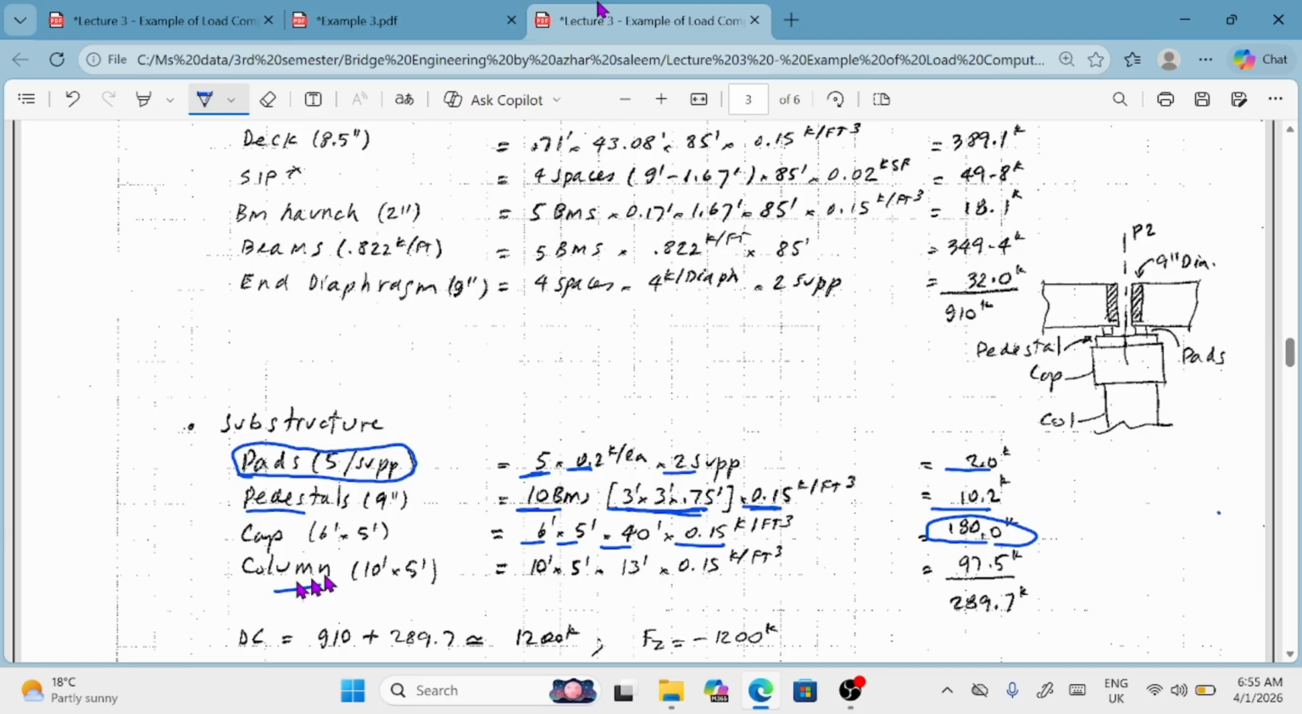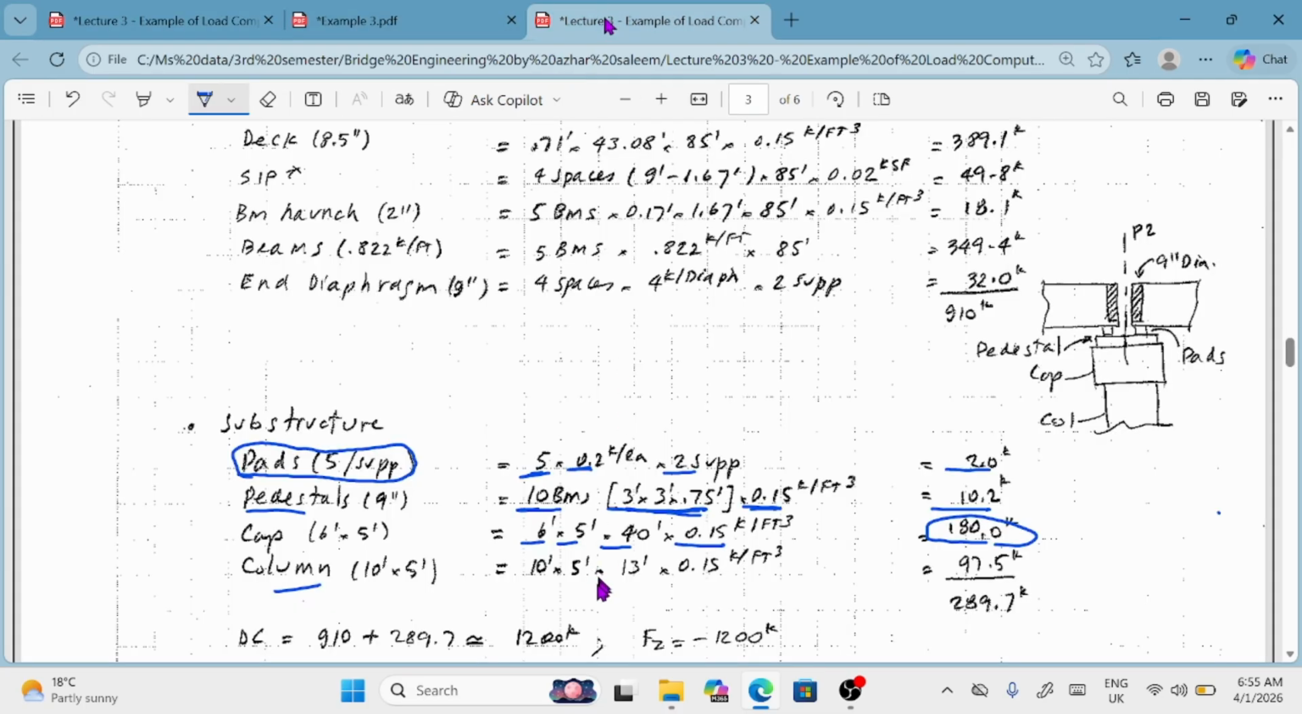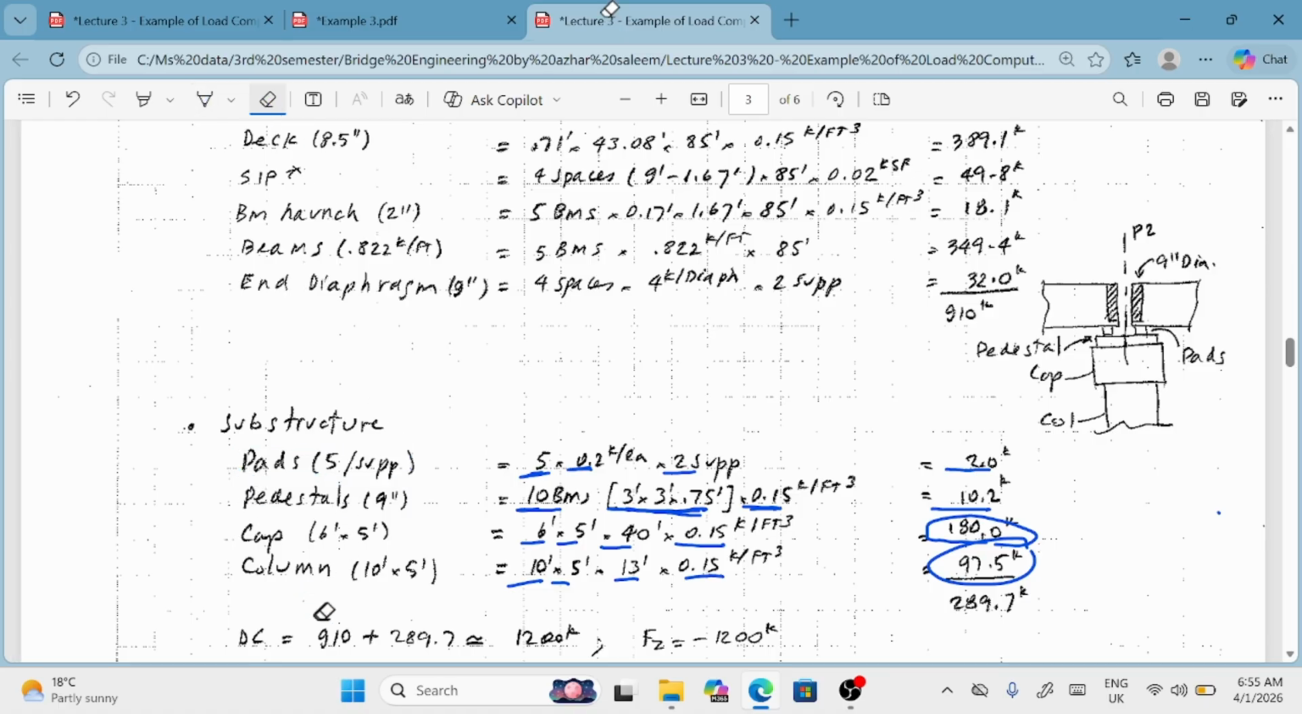Okay, and the column. If you see here, this is the column, and its width is 10 feet, it continues 5 feet like this, and 13 feet is its height. So 10 by 5 by 13 is multiplied by its unit weight. Its complete weight is 97.5 kip. So the total weight provided by the substructure will be 289 kip on the pier.